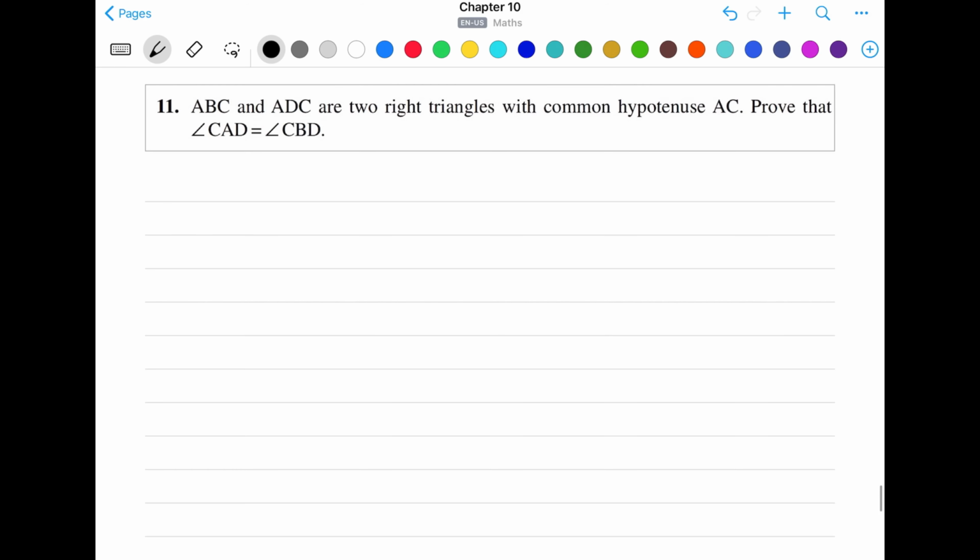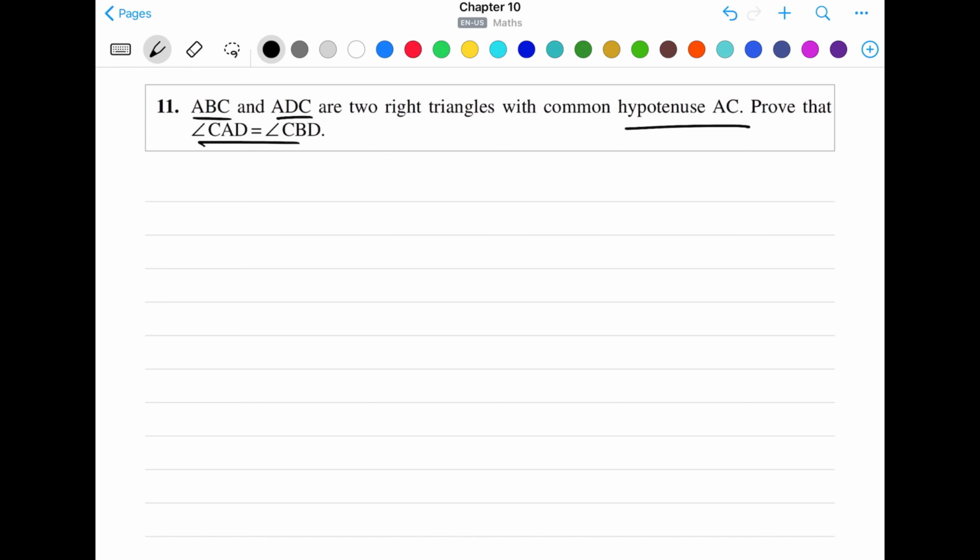Now let's move to the next question, which is question number 11. It says ABC and ADC are two right triangles with common hypotenuse AC. Prove that angle CAD is equal to angle CBD. So we have two right triangles ABC and ADC with their common hypotenuse AC. You have to prove that these two angles are equal.